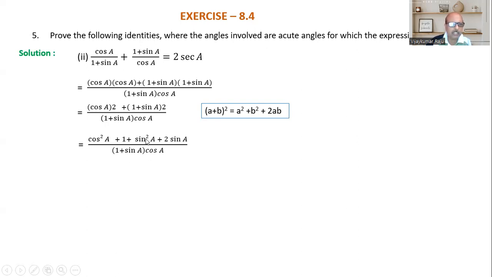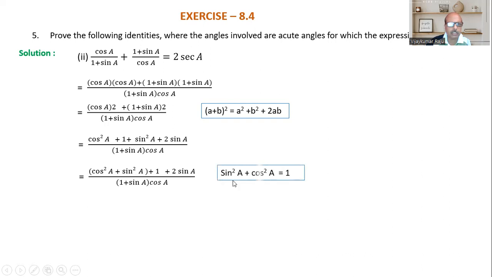Now sine square a plus cos square a is 1. So let us bring these two terms together: sine square a plus cos square a plus 1 plus 2 sine a. Sine square plus cos square is 1, so let's substitute this value here. It becomes 1 plus 1 plus 2 sine a. 1 plus 1 is 2, so 2 plus 2 sine a upon 1 plus sine a into cos.